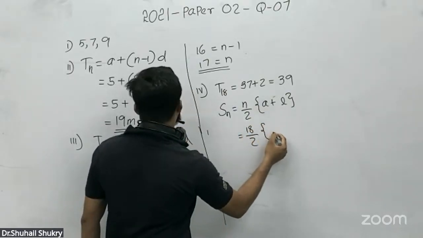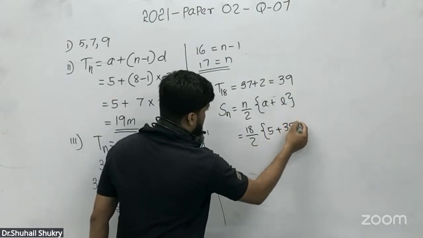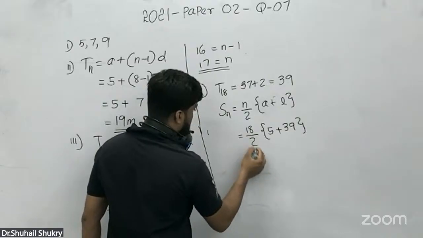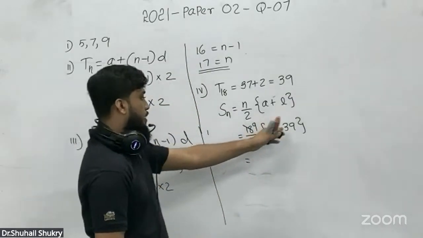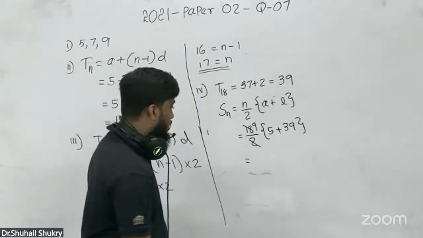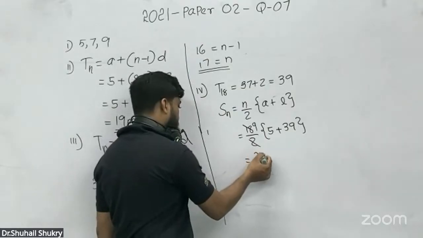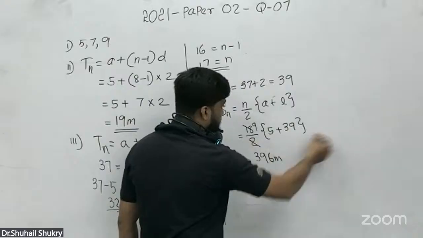First term's value is how much? 5. Last term's value is how much? 39. I can add these two. So I can write 2 and 18, I can simplify to 9. Put the next term, directly multiply 5 and 39, 44. 9 into 44 is how much? 396.